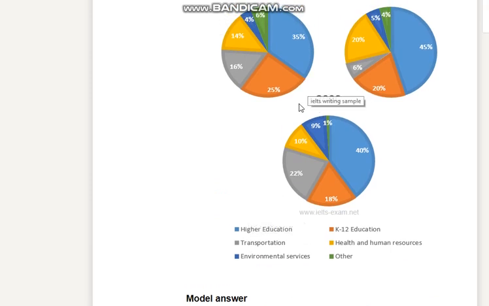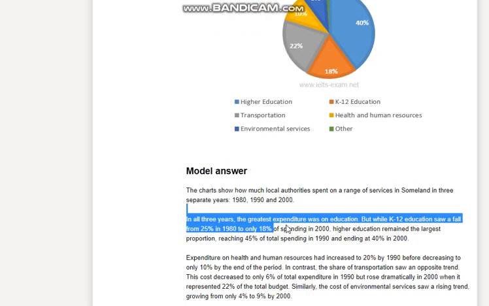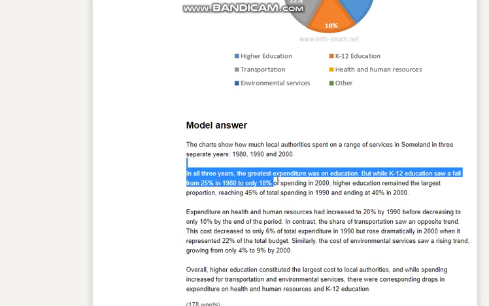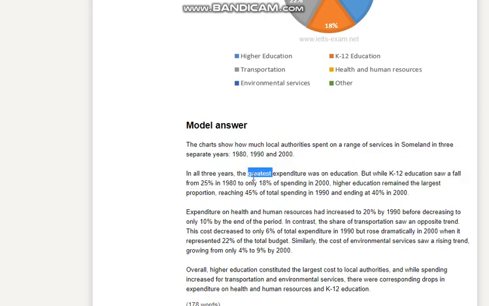If you say education, maybe it is possibly wrong, because it might also mention K-12 education, but okay, I'm not sure about that. Maybe it is okay, because if we add that too, maybe it makes it the best at the same time too. In all 3 years, the greatest expenditure was on education. Okay, we used the greatest.